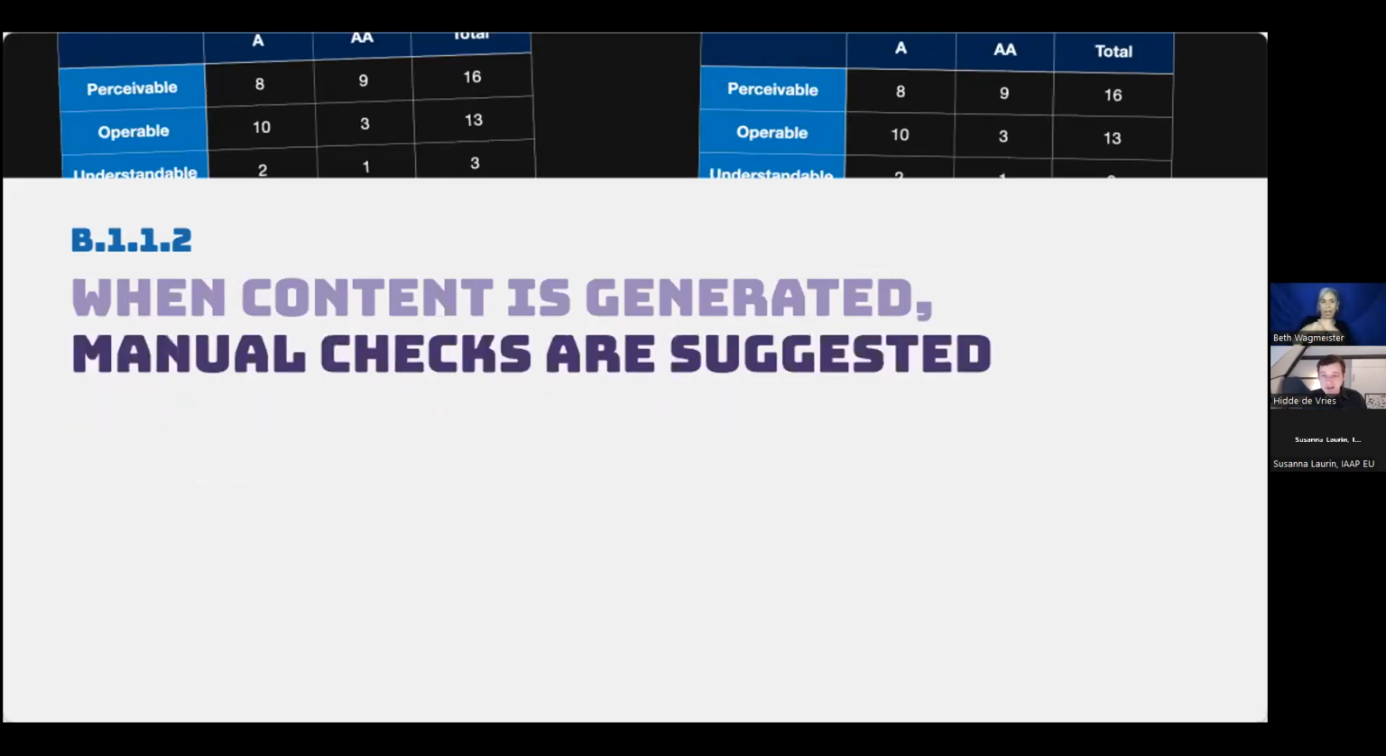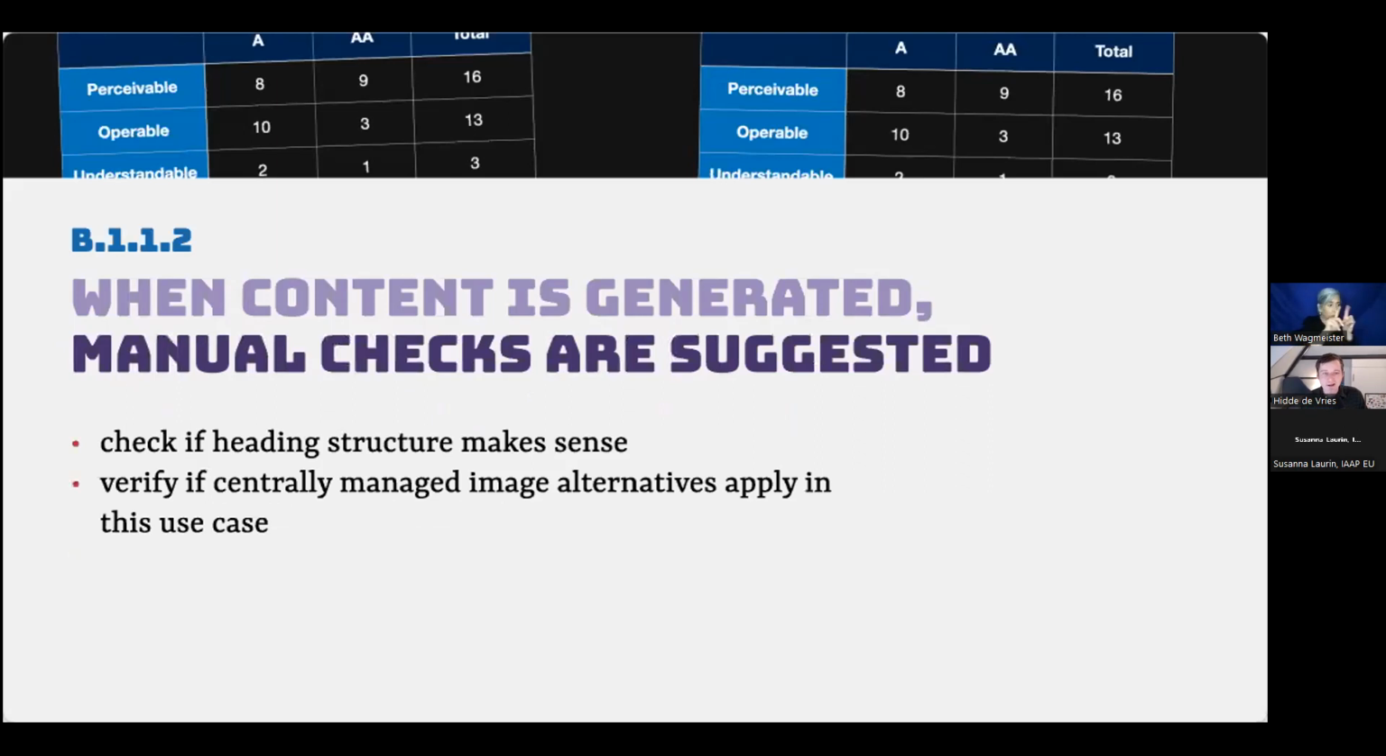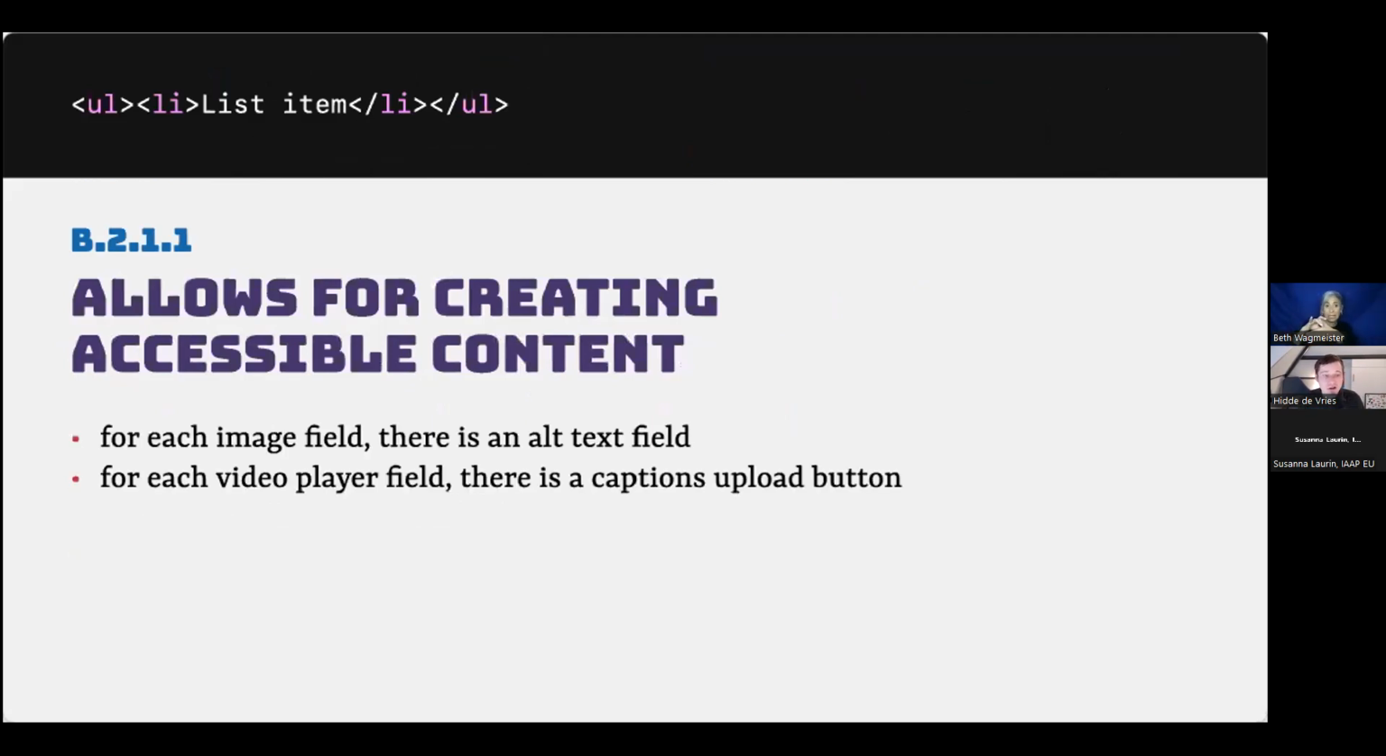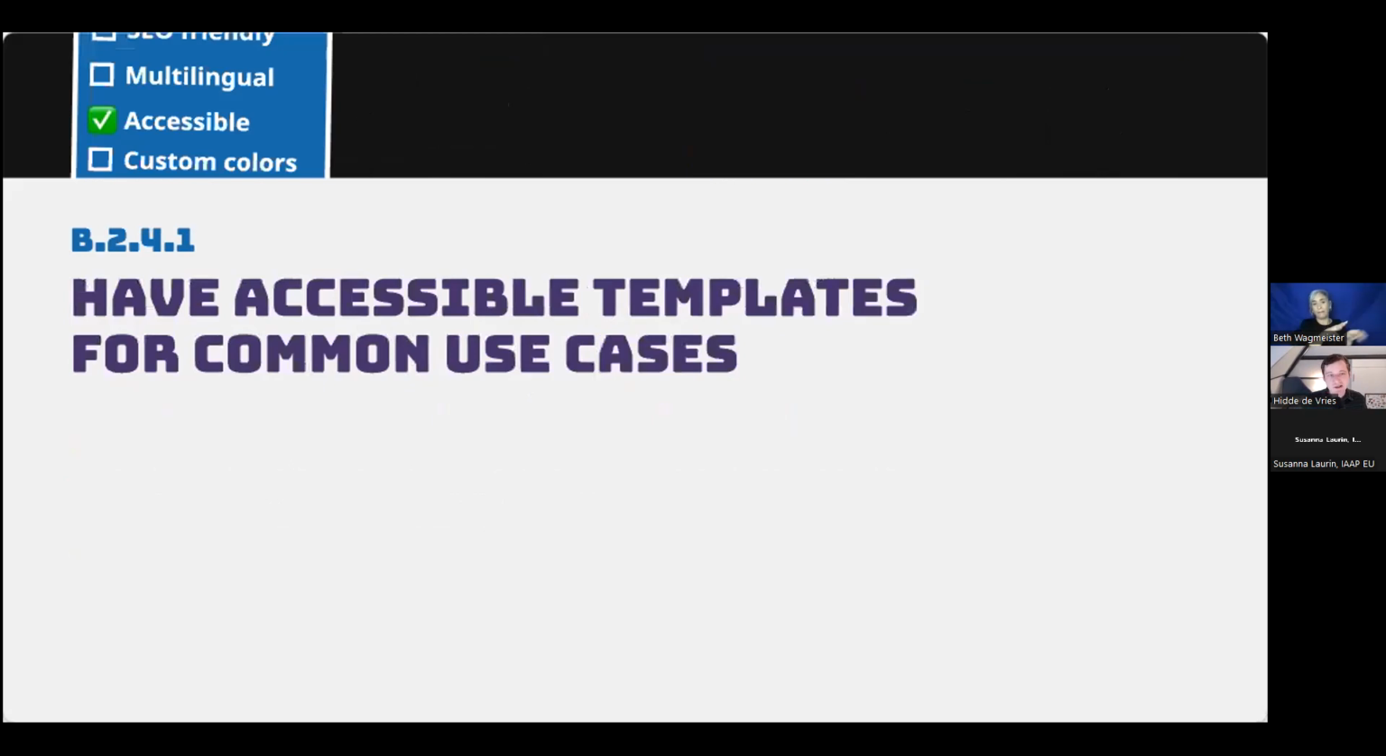Other automated checks, or are some manual checks suggested because you can't automate everything? Like, is it asking users to check if the heading structure makes sense, or if they're using images that have alternatives in a certain use case, is the alternative still good? That sort of stuff. Does it allow for creating the content, as I mentioned earlier, like an image field that has an alternative text, or a video player that has a field to upload captions?